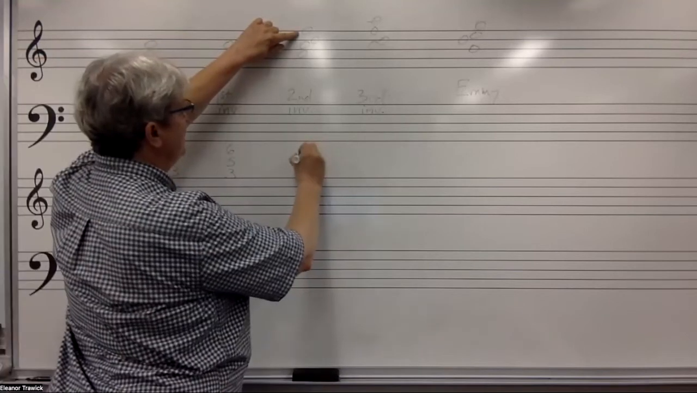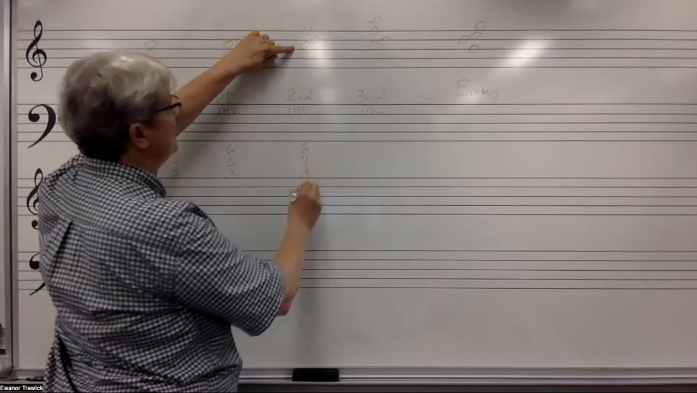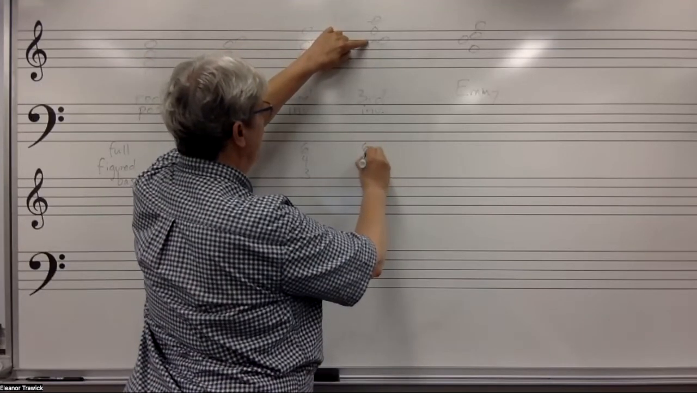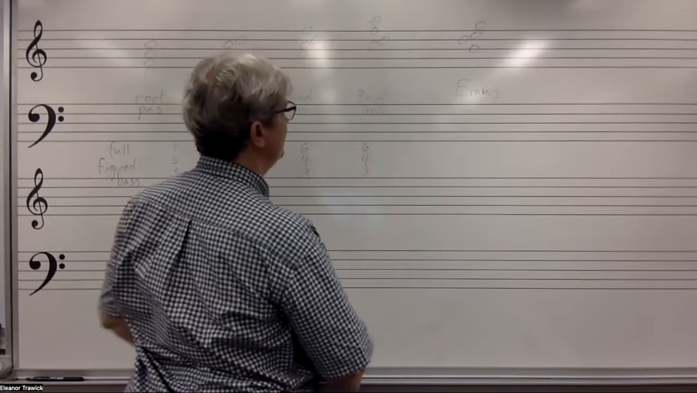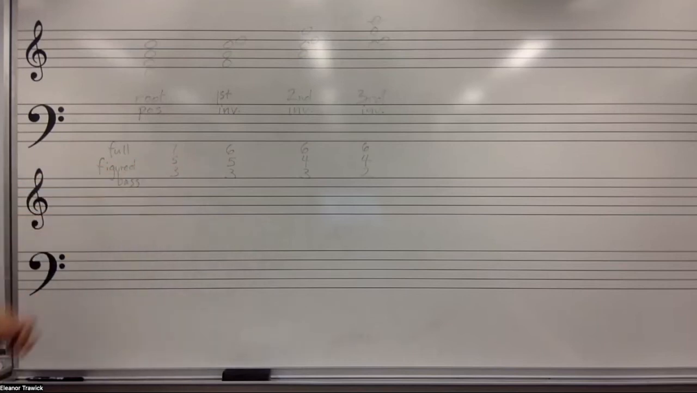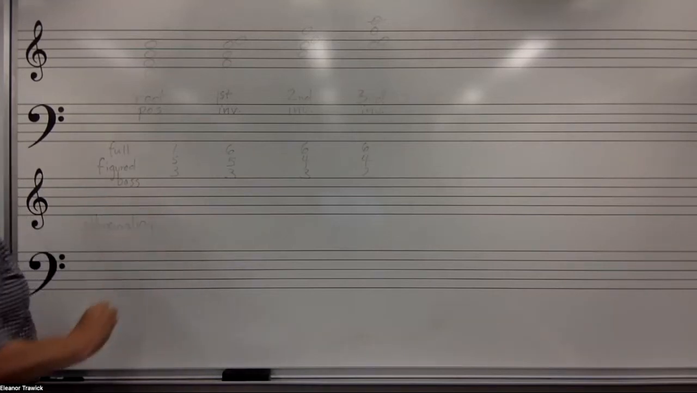Now we have a sixth above the bass, a fourth above the bass, and a third above the bass. And here we have a sixth above the bass, a fourth above the bass, and a second above the bass. So you could use the full figure to indicate the inversion of a seventh chord, and that would be understandable to a musician. But you can also use an abbreviation, just like you can with triads.